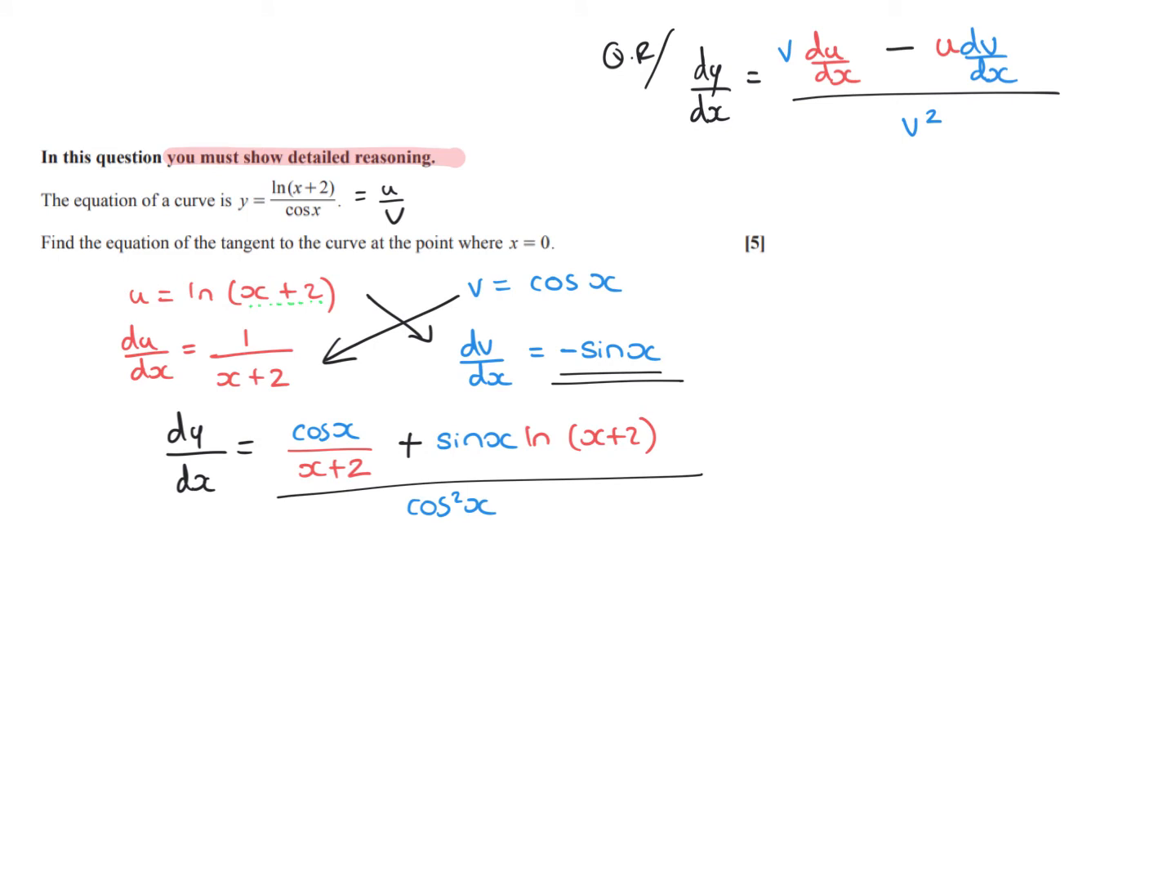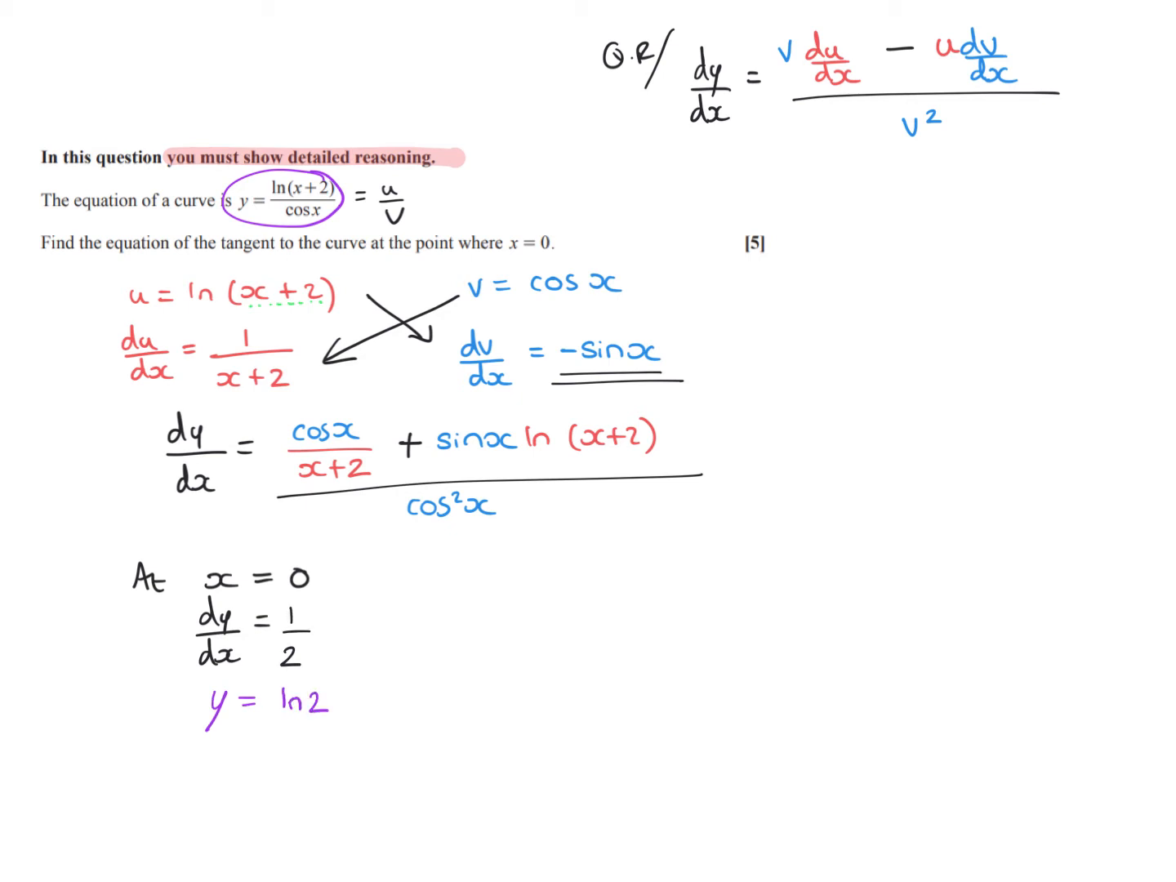Now let's work out what's happening at x equals 0. So at x equals 0, we can work out that dy by dx is equal to 1/2. Now we want the equation of the tangent, so we also need to work out the value of y. We have x, we have the gradient, we need to know what y is. So at x equals 0, substituting that into this function over here, we have y is equal to ln 2.